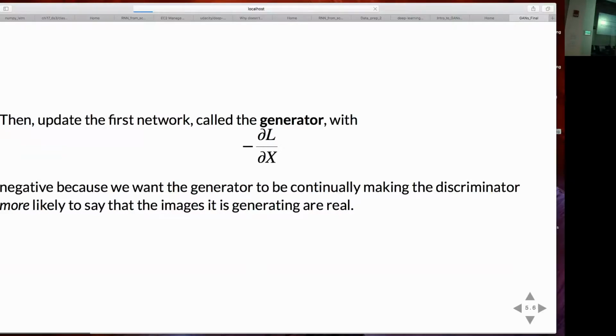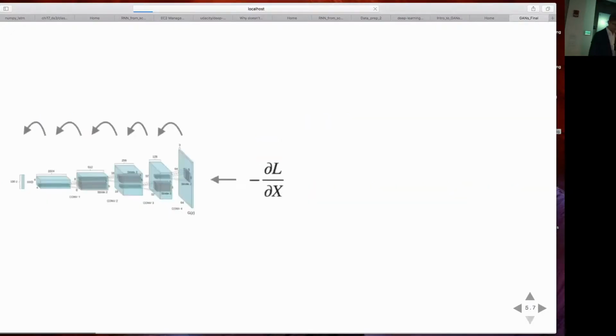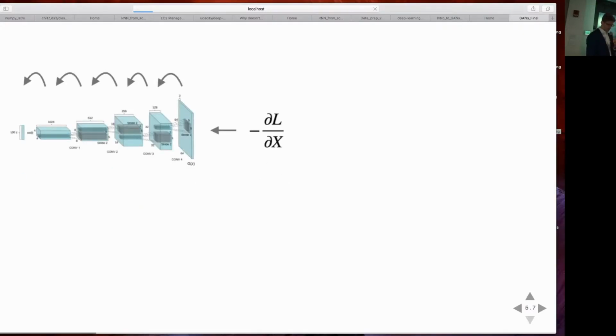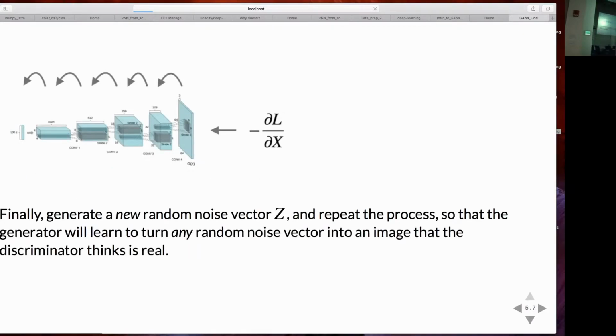Well, the generator wants the discriminator to output 1. It doesn't want it to output 0. It wants to be feeding the discriminator images that the discriminator thinks are real. So you use the negative of this loss, which is how much each of the input pixels to the discriminator affected the loss. You use the negative of that to train the generator. And you feed that back through and use that to train the generator. Then you generate a new random input vector and repeat this process over and over again.